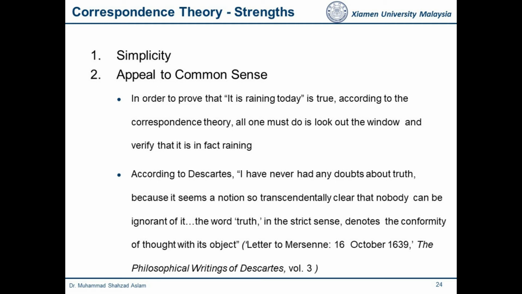According to Descartes, I have never doubted truth, because it seems a notion so transcendently clear that nobody can ignore it. The word truth in the strict sense denotes the conformity of thought with the object. Descartes also mentioned that truth is evident, and we cannot deny it. For example, in the previous example of rainfall, if you can see it is raining outside, we can clearly indicate that it's raining, and we can verify that by looking.